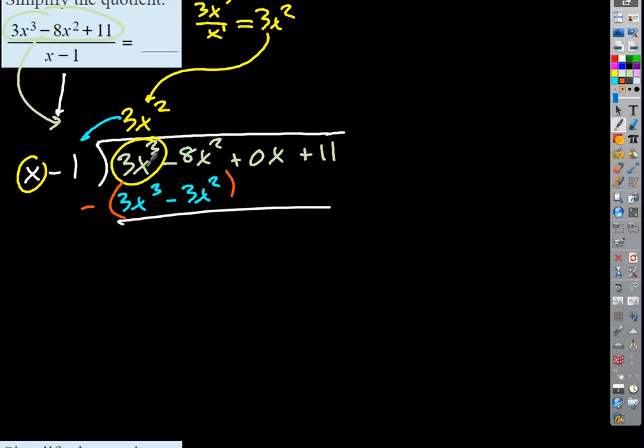You're going to tap right there and say 3x cubed minus 3x cubed is what? 0. Okay, it has to be that way. The first term, that's why we picked 3x squared to be our first term, is so that the first terms would cancel out when I subtracted. That's the whole point of this process.